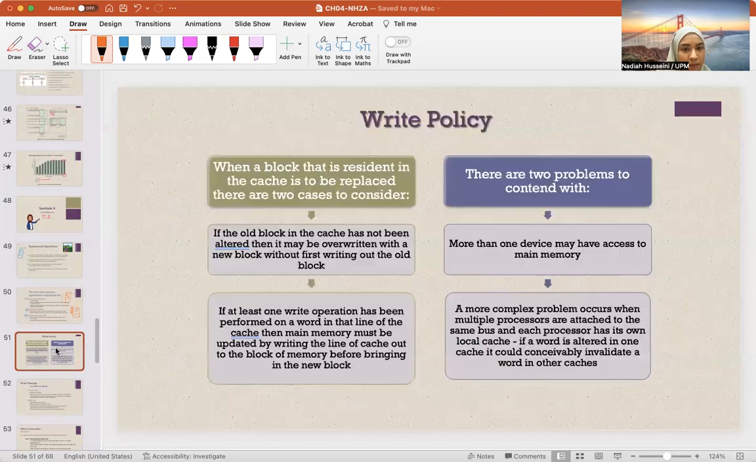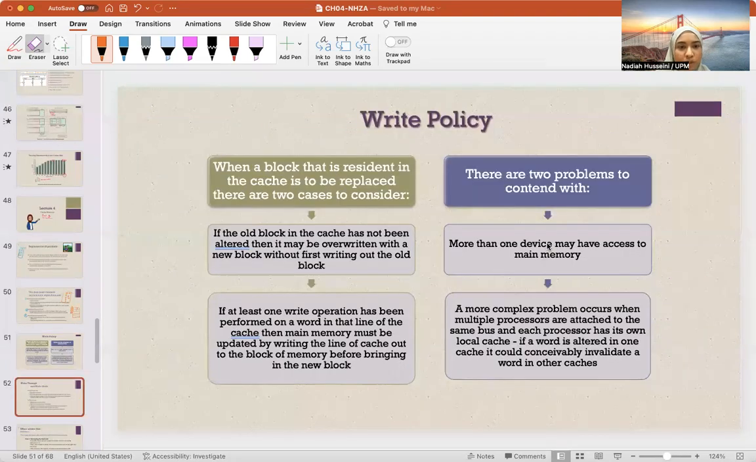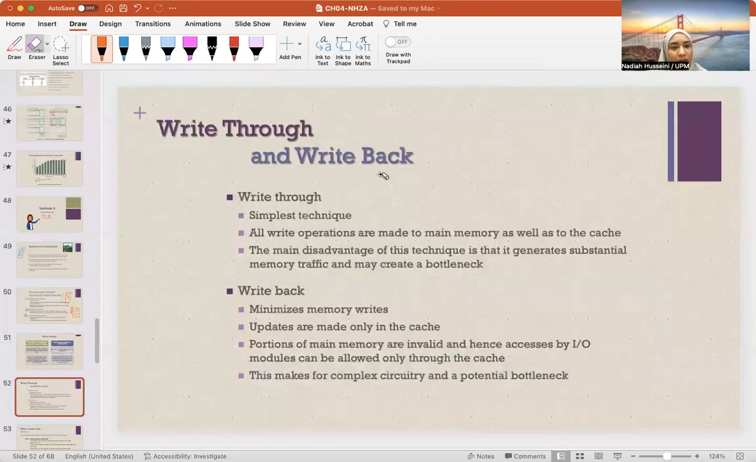And then apart from the replacement algorithm, we also have to figure out how to write the new block, right? We are not just replacing the cache line with the block from memory, we also have to write into the cache. So there are two ways to do this, which is write through and write back.